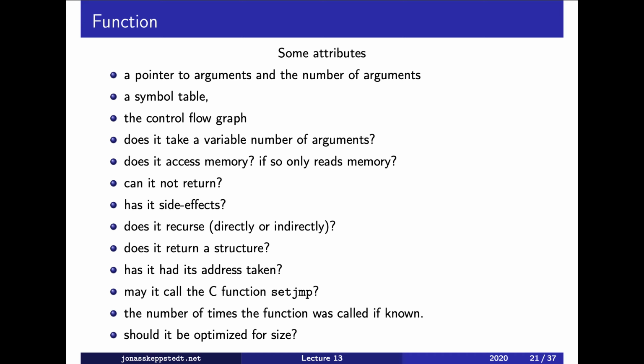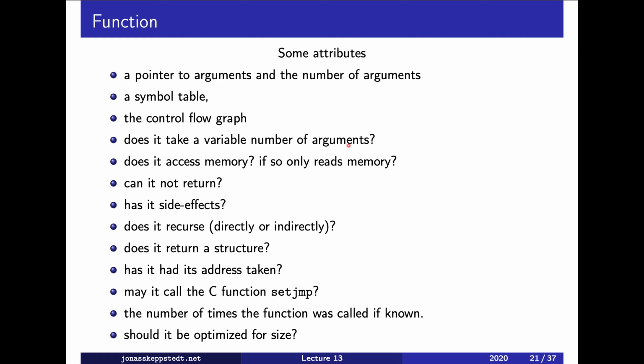We optimize a function, procedure, or method, we use the Function class in LLVM. And all compilers use a number of attributes to describe properties of the function being optimized. And LLVM is of course not an exception. Here is a partial list of these attributes. Most of them are absolutely obvious that we need them, such as a pointer to the control flow graph and the symbol table, and a pointer to the arguments and how many arguments there are.